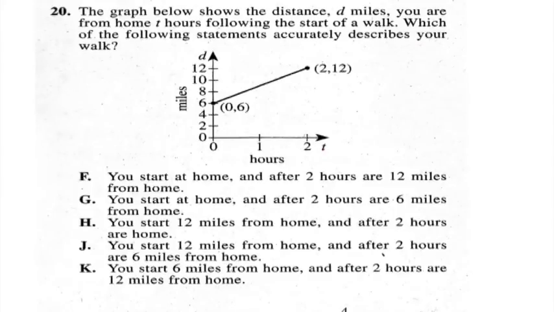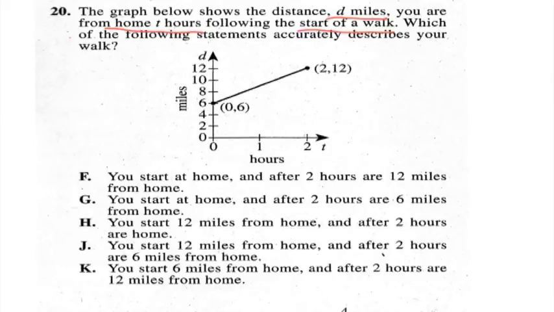Now we're going to take a minute and look at this one. This is one where they've given us the information in graphical form. Now what we need to do is understand it and pick the right answer. It says the graph below shows the distance d miles you are from home t hours following the start of a walk. Which of the following statements accurately describes your walk?